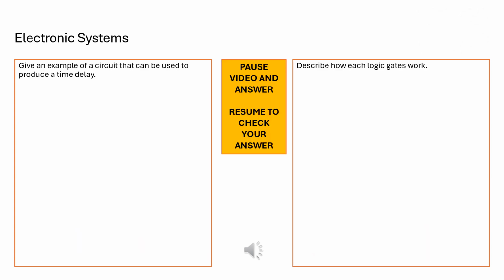Our next two questions are: give an example of a circuit that can be used to produce a time delay, and describe how each logic gate works. Pause the video. You might want to draw out your logic gates and do a truth table to see how they come out. But pause the video and see how you get on.